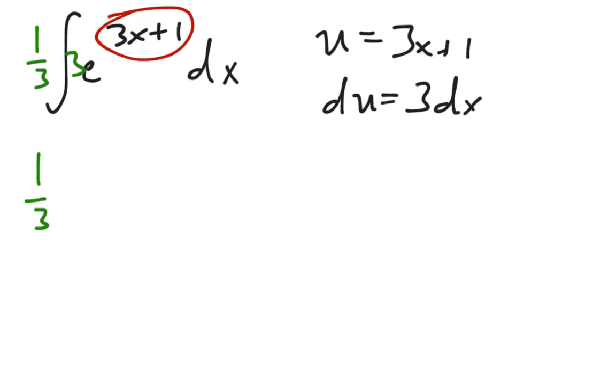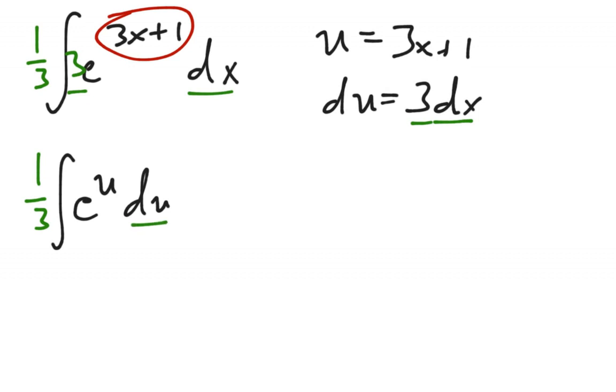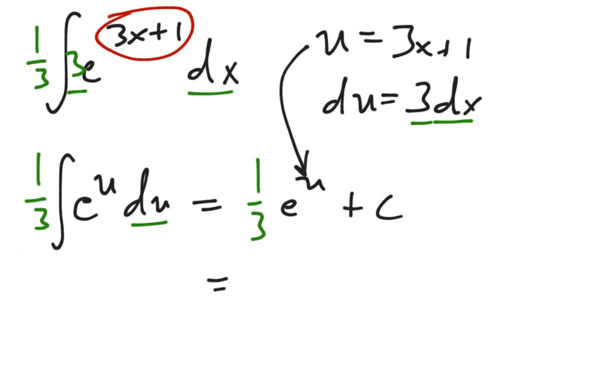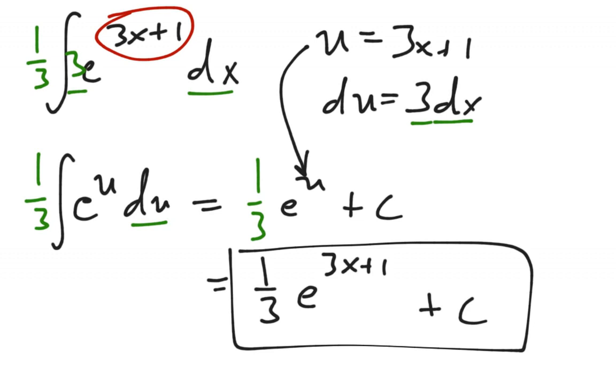So I'm going to have to doctor with a 3 and counterbalance with a 1/3. So I'm going to have 1/3 integral of e to the u, since I replaced it, and the dx and the 3 get replaced with du, so we're good there. Then I can integrate: 1/3 times e to the u plus c, and then I replace the u back with 3x plus 1. That's my last step. So I'll end up with 1/3 e to the 3x plus 1, plus c, at the end, and that's it. It's pretty straightforward. You can always check your result by differentiating again.